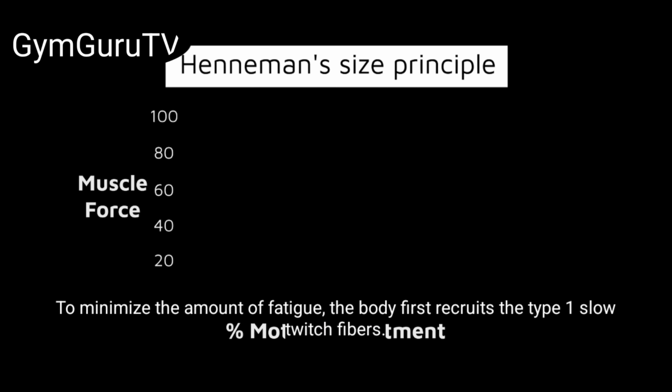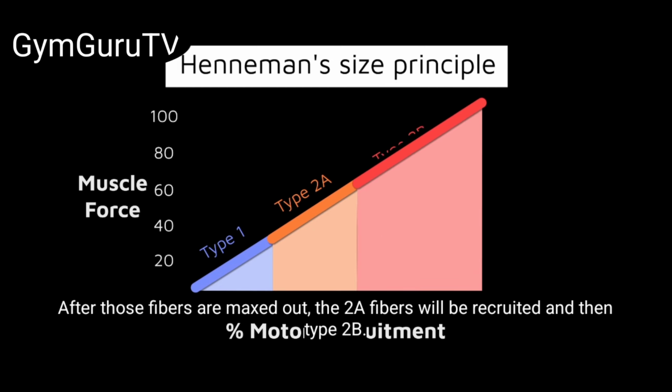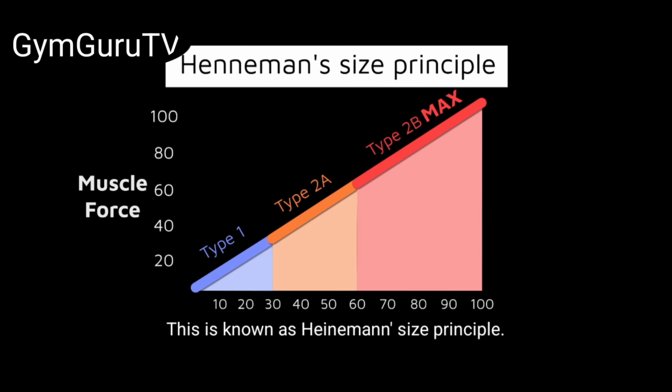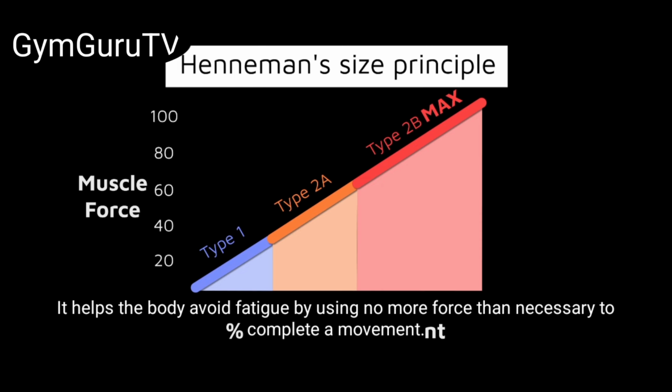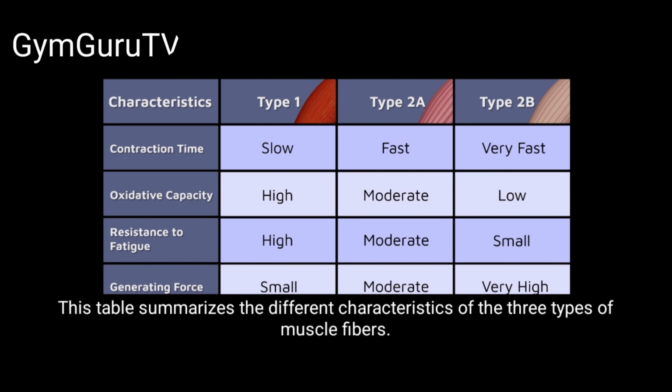To minimize the amount of fatigue, the body first recruits the type 1 slow twitch fibers. After those fibers are maxed out, the 2A fibers will be recruited and then type 2B. This is known as Henneman's size principle. It helps the body avoid fatigue by using no more force than necessary to complete a movement. This table summarizes the different characteristics of the three types of muscle fibers.